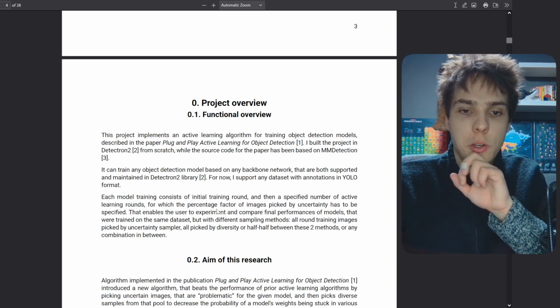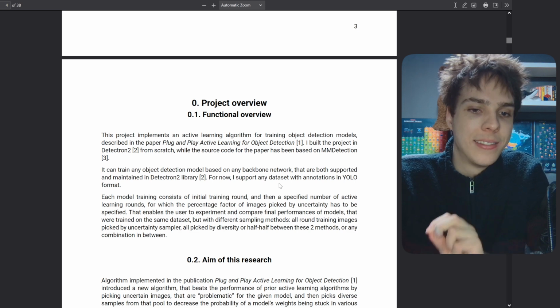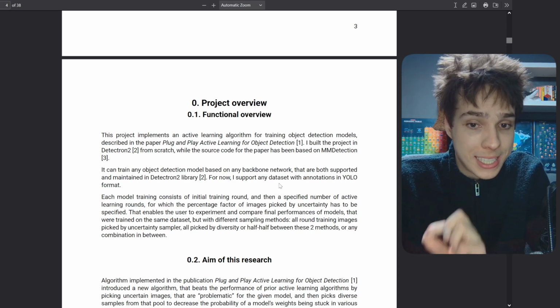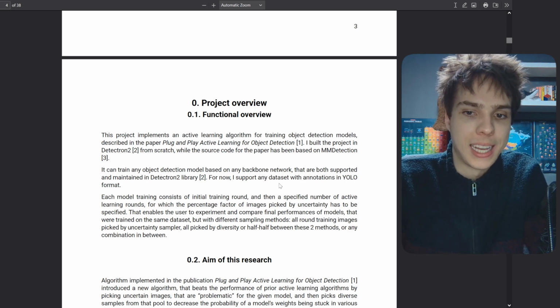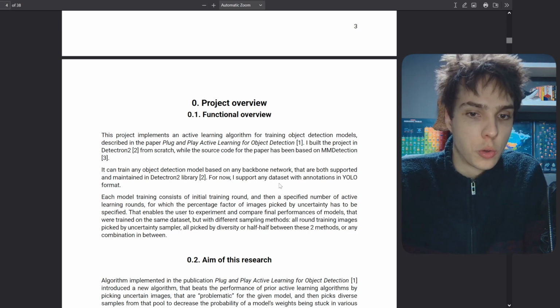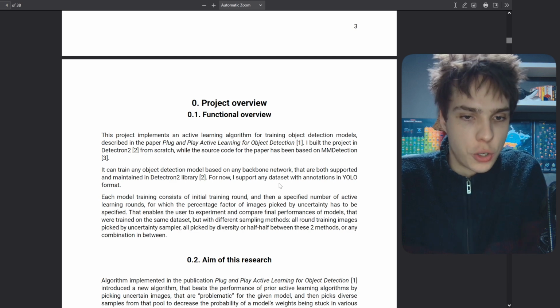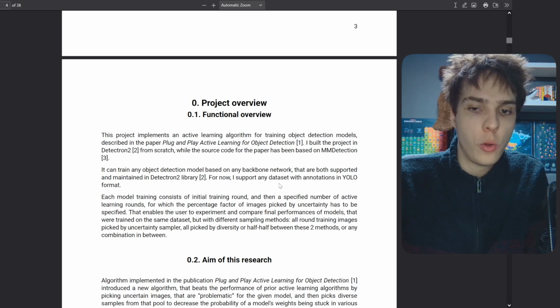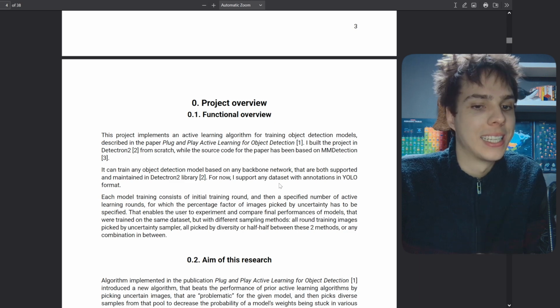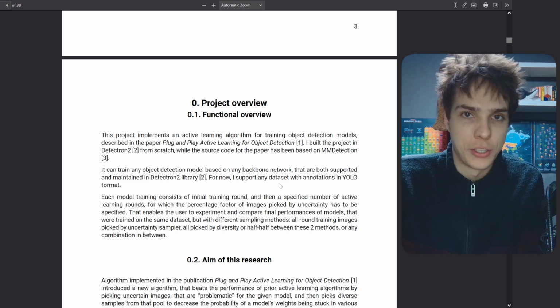Each model training round consists of an initial training round and then a specified number of active learning rounds, for which the percentage factor of images picked by uncertainty has to be specified. That enables the user to experiment and compare final performances of models that were trained on the same dataset but with different sampling methods: all round training images picked by the uncertainty sampler, all picked by diversity, or half-half between these two methods, or any combination in between.